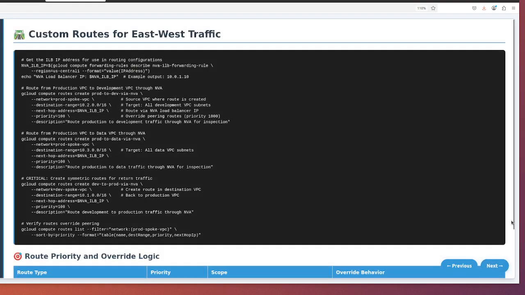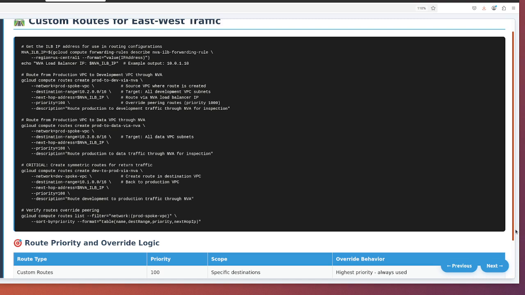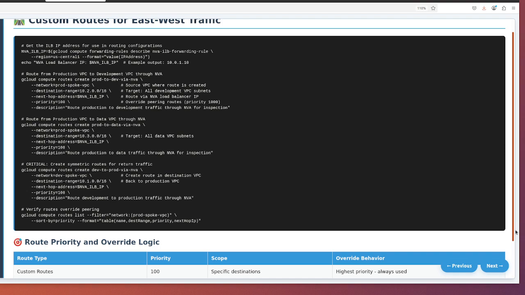Custom routes for east-west traffic implementation. Now let's implement the actual routing configuration that makes spoke-to-spoke traffic flow through our NVAs. Each command here is carefully crafted to override the automatic VPC peering routes. First, we capture the ILB IP address using a gcloud command with format output. This IP address becomes our next hop for all the custom routes we're about to create. The command substitution syntax executes the inner command and uses its output as a variable.